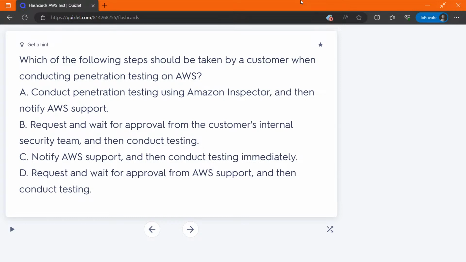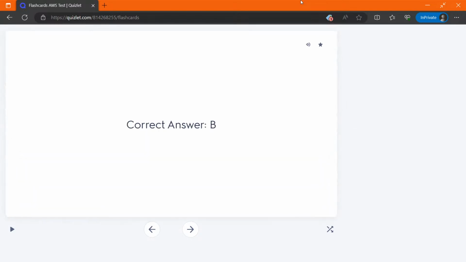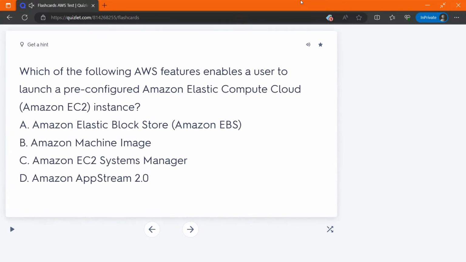A, request and wait for approval from customer's internal security team and then conduct test. B, request and wait for approval from AWS support and then conduct testing. I will say B sounds more like it, because if you have an internal team, you should ask them instead of asking the general team. Which of the following AWS features enables a user to launch a pre-configured Amazon EC2? Well, I will go with option number B, because machine image sounds like something like Docker, right? And Docker is pretty much like pre-configured everything.